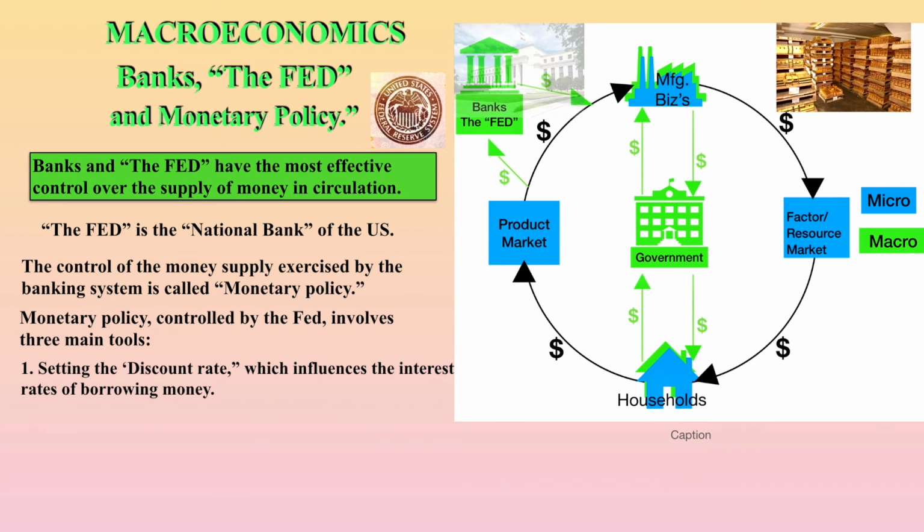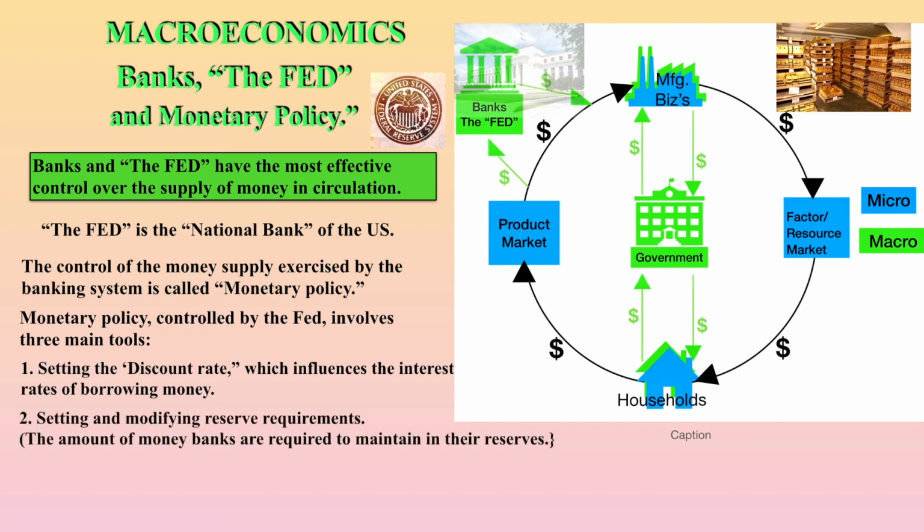First, setting the discount rate, which influences the interest rates of borrowing money. As interest rates increase, people have more incentive to put their money in the bank. As interest rates decrease, people have more incentive to borrow money, which puts money into the circular flow.